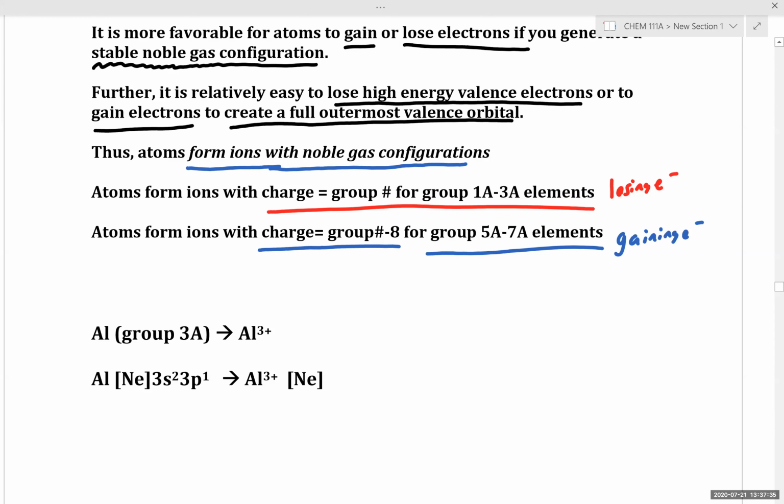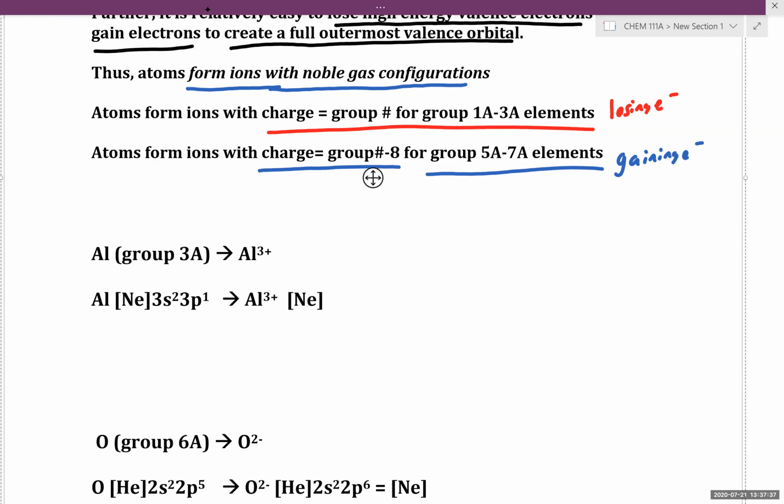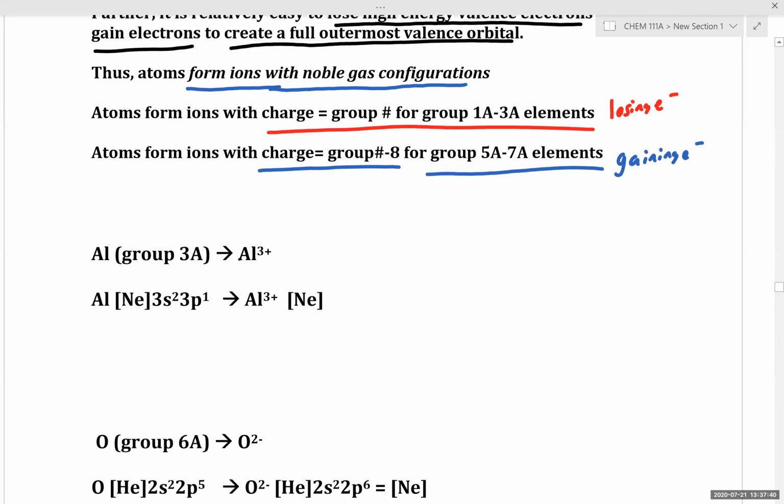So let's look at an example. So aluminum is a group 3A element. It prefers to form aluminum 3+. The reason for that is we have 3 valence electrons. So in order to reach a noble gas configuration, we are losing our 3 valence electrons. That's why aluminum adopts a 3+ charge, because we need to lose 3 valence electrons to form a stable noble gas configuration.